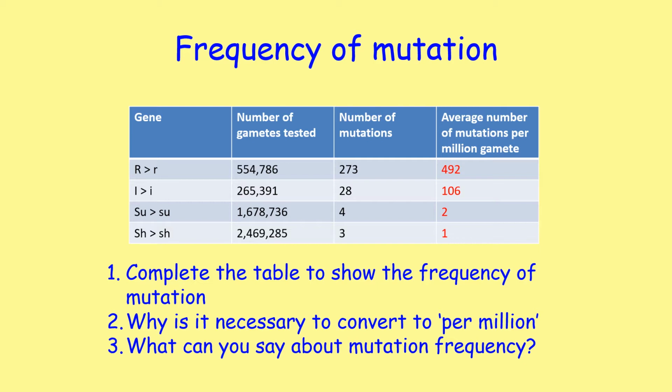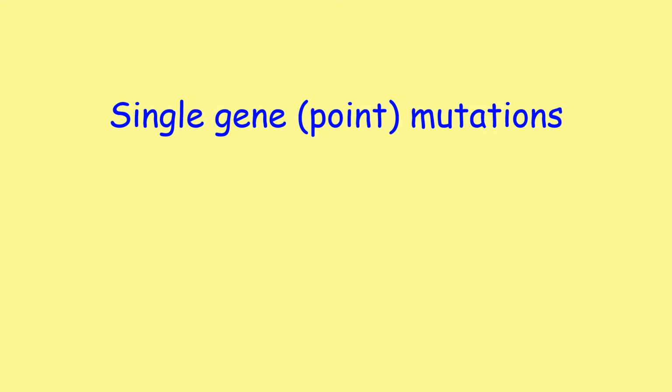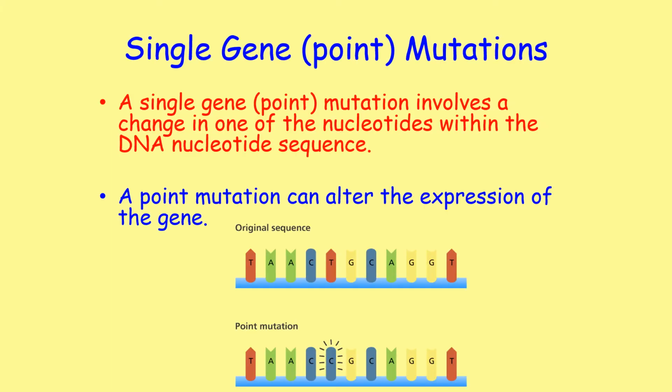And then lastly, what does this tell us about mutation frequency? Well, it's just reaffirming that point that mutations happen very, very rarely. So what we're going to take a look at next is we're going to describe some gene mutations, and there are 3 different types of gene mutation.